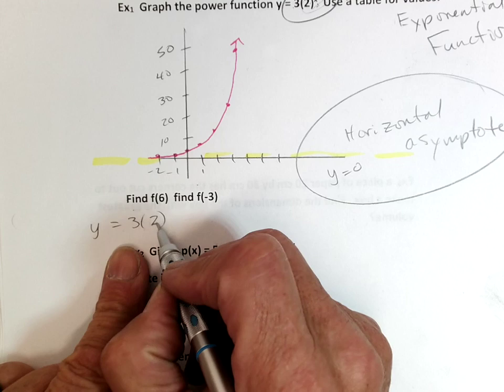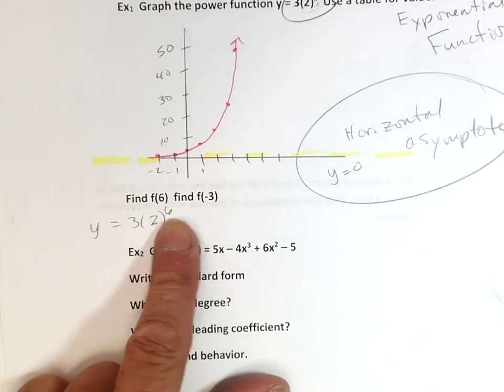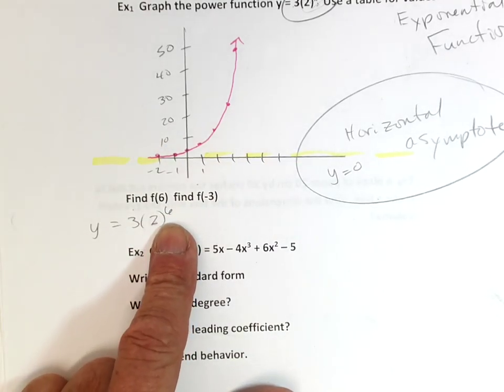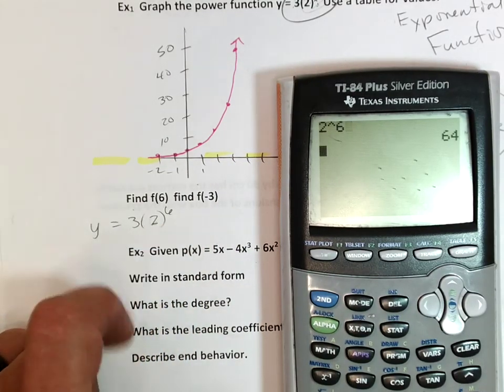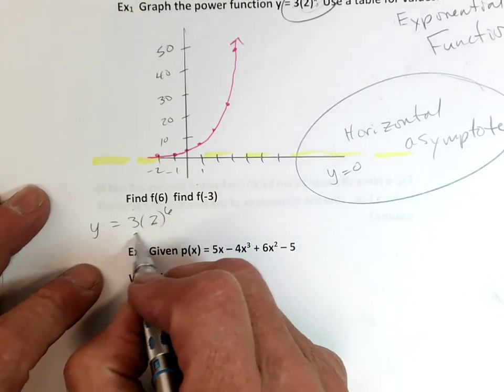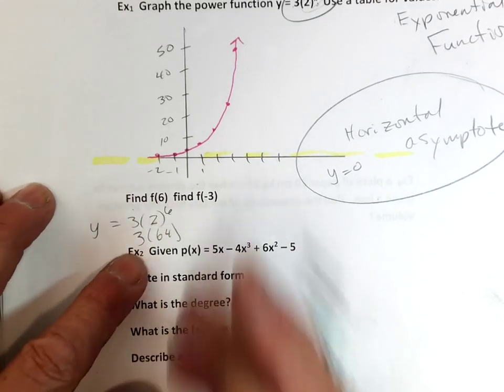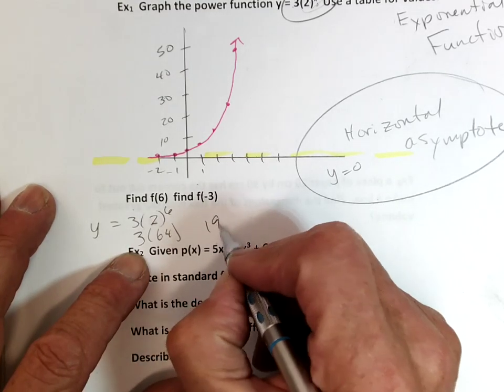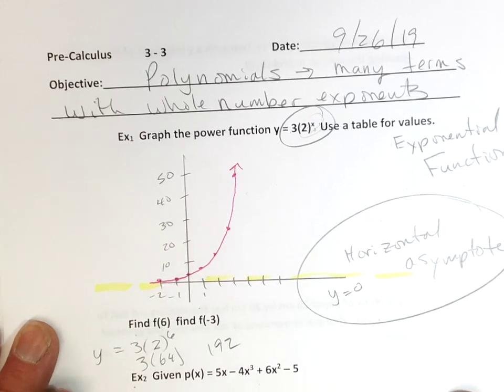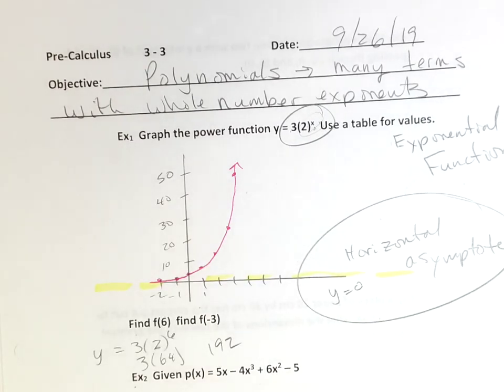3 times 2 to the 6th power. Do the exponent first, right? 2 to the 6th power is 64. It's really 3 times 64. You get an answer of 192, which is on this graph, but we won't see it. It's 6 and 192 on our little table, right? Absolutely, you're totally right, Zoe.